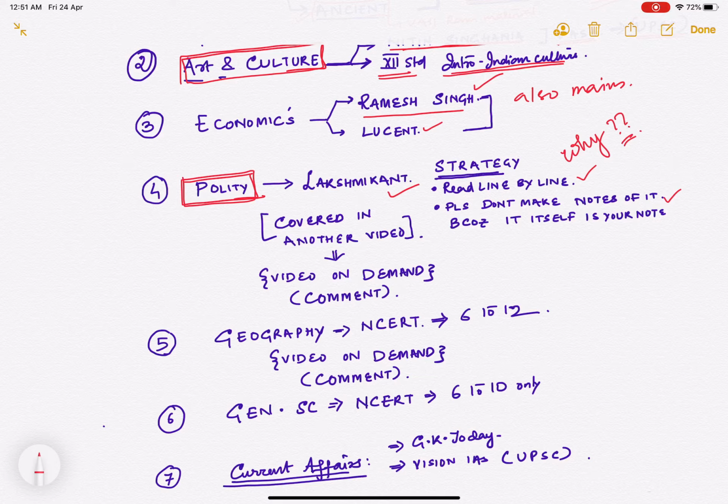Please compete with yourself. Now, if you want a detailed analysis of how one should read Lakshmikant, then you can demand it by commenting in the comment section. If we get more comments, we will surely make a video on this.